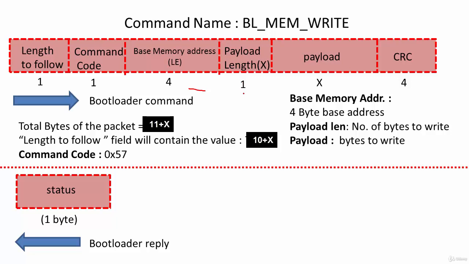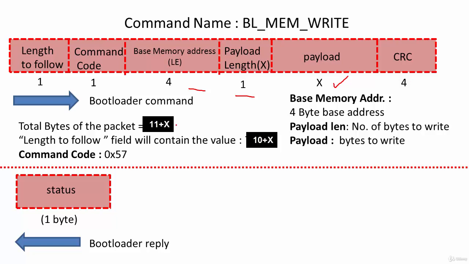So that is mentioned in the payload length, and then this field is the payload, that is streams of bytes which the host wants to write onto the flash or RAM memory of the microcontroller. So you can use this command in order to write to any allowed memory address. Alright, so it need not be only flash. It can be RAM, SRAM1 or SRAM2 or any other allowed memories.